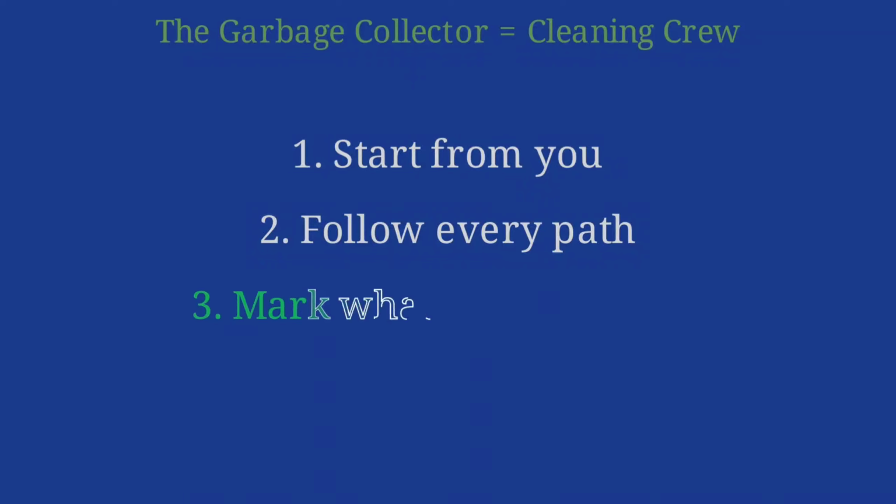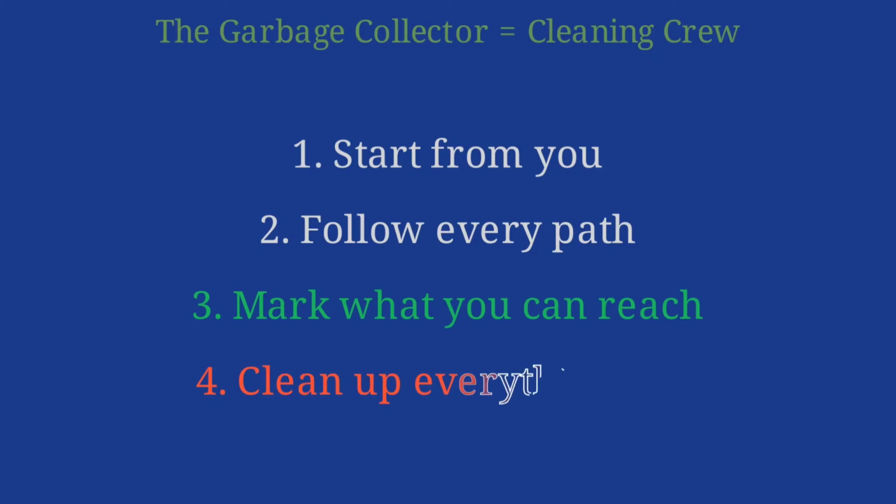Third, after exploring all the paths, they look at what they've marked. These marked objects are the ones the program can still reach. These are live objects that need to stay in memory. Fourth, everything else gets cleaned up. That third object with no path, it's garbage. The collector removes it and returns the memory back to the heap for reuse. This process repeats automatically as your program runs.